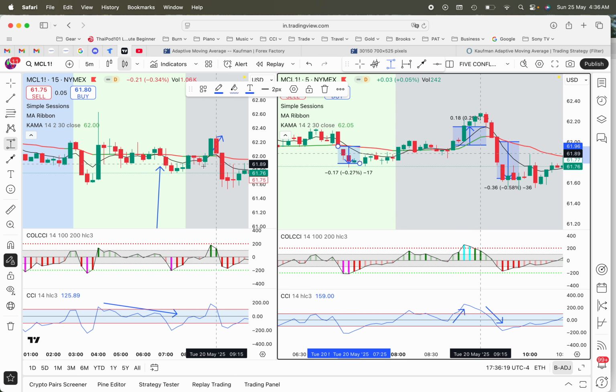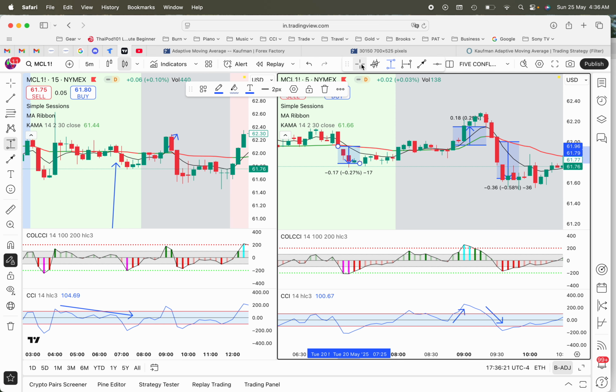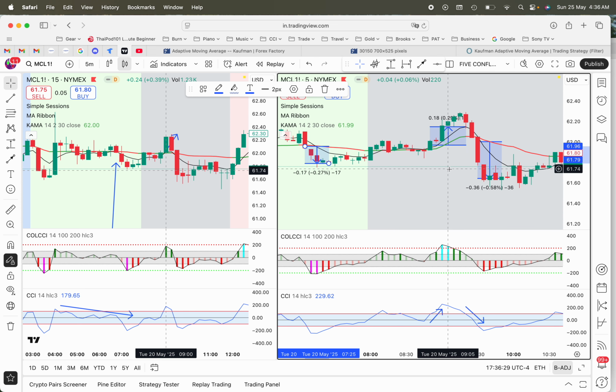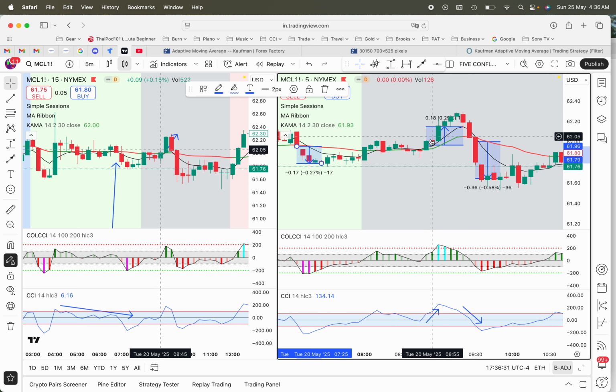So that's how I use the 5-minute. And there was another one here. It's easy to do this after the market's printed, right? It's so easy to sit here and go, yeah, I could have done this, I should have done that, but this is how I back test.